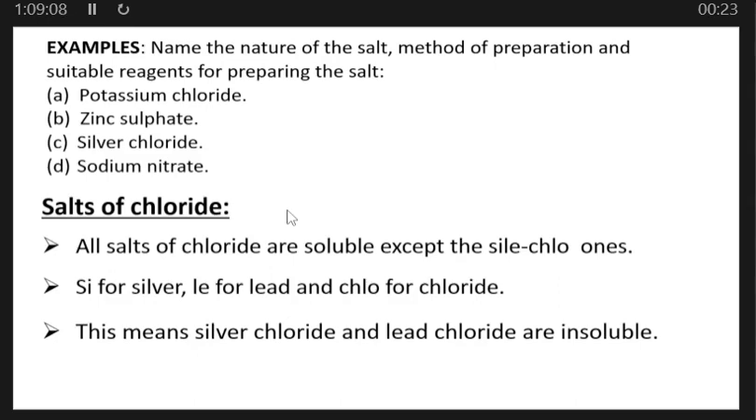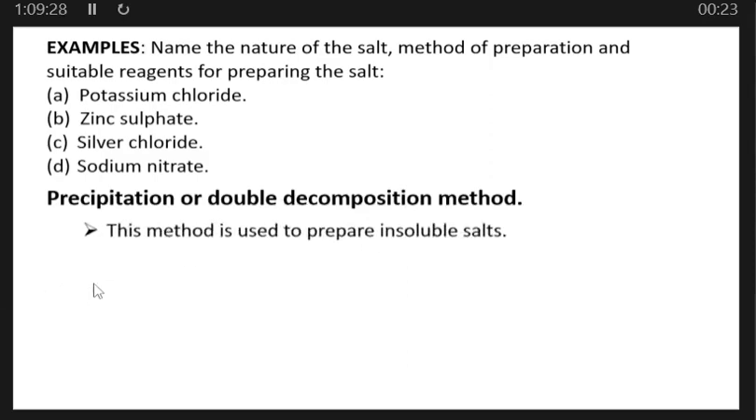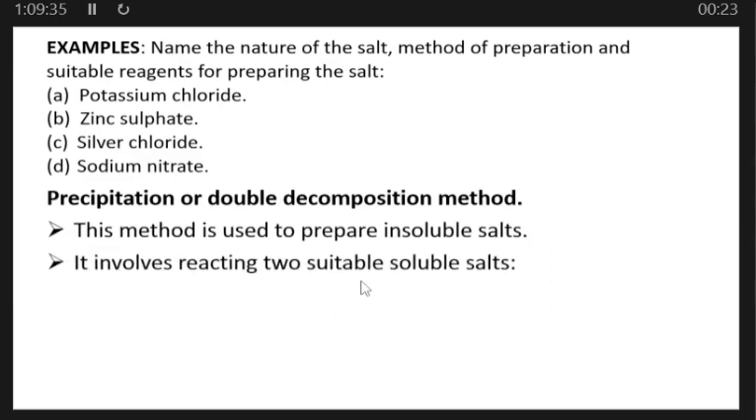And remember the one method we mentioned for preparing insoluble salts. It was what? It was precipitation or double decomposition. All right. So now we'll look at the method, precipitation or double decomposition. Remember, we said this method is used to prepare insoluble salts, and we said it involves reacting two suitable soluble salts. All right, so now we are going to answer this.